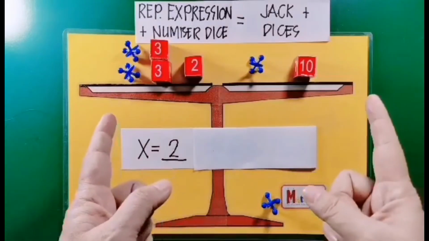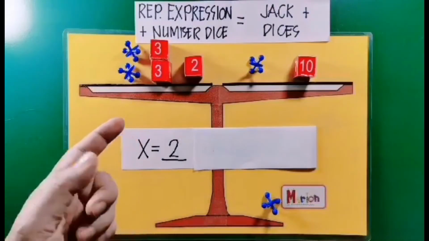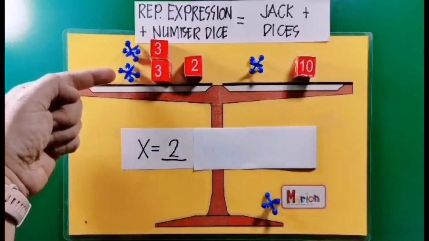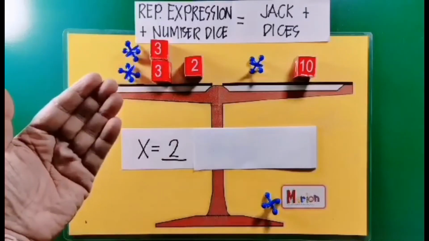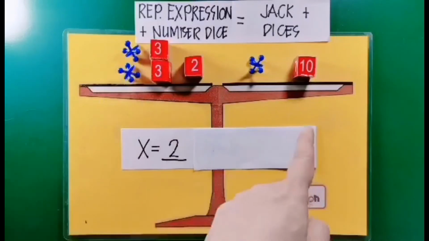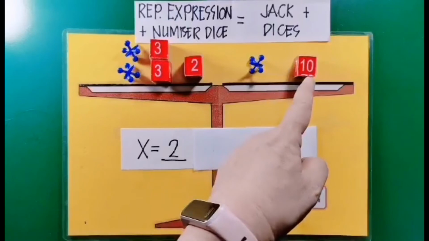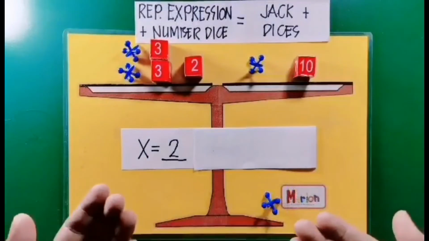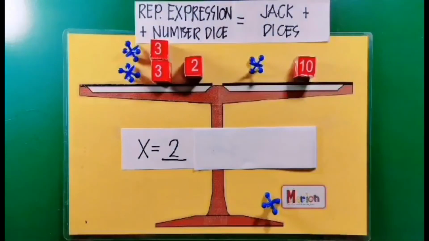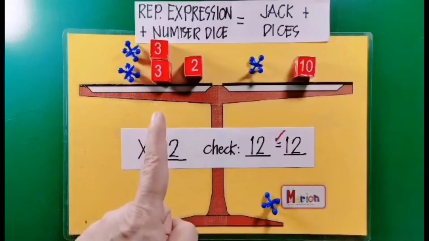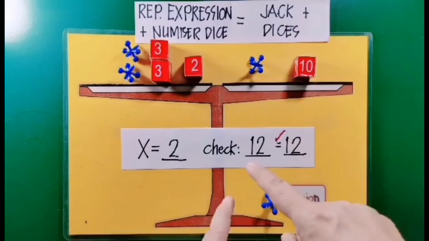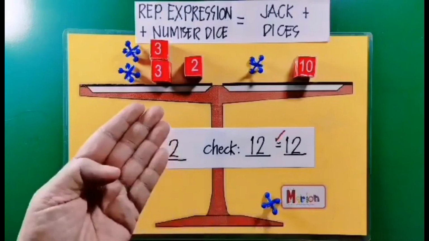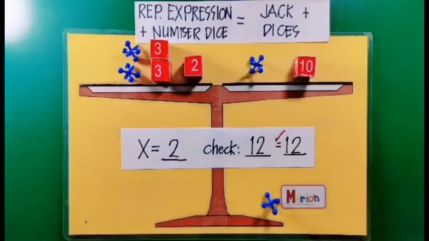To find the value of the equation, we return to the setup and substitute. So 2 times 2 is 4, plus 6 is 10, plus 2 is 12. So our left expression is 12. On the other side, 2 plus 10 is 12. Therefore, are they balanced? Yes, they are. So now, the answer to the equation is the value of x is 2, and the value of our equation is 12 and 12.